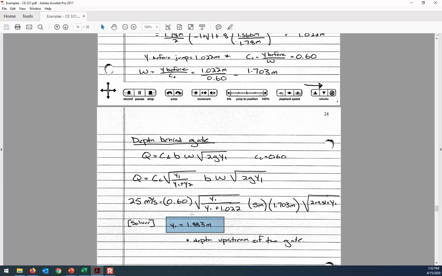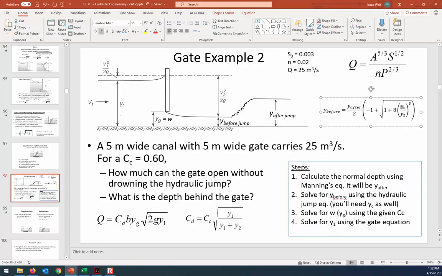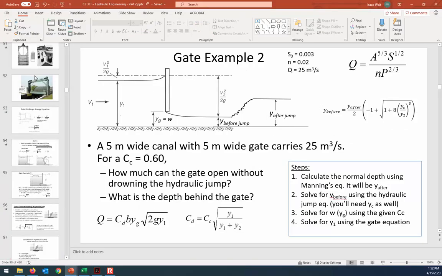That's a lot. We will be able to spend a little bit more time talking about gates in our class on Friday.